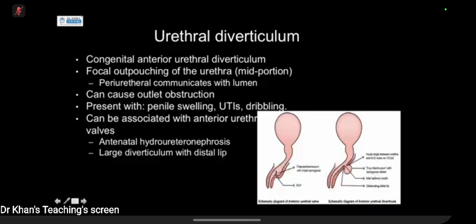It can be associated with anterior urethral valves, and if there is an anterior urethral valve, like in this diagram here, you can see there's a valve similar to a posterior urethral valve, then that child will present with antenatal hydroureteronephrosis rather than presenting in an older child.